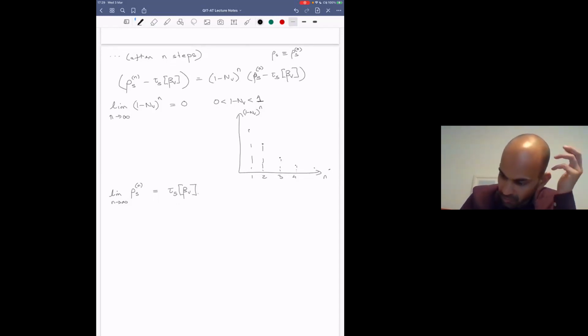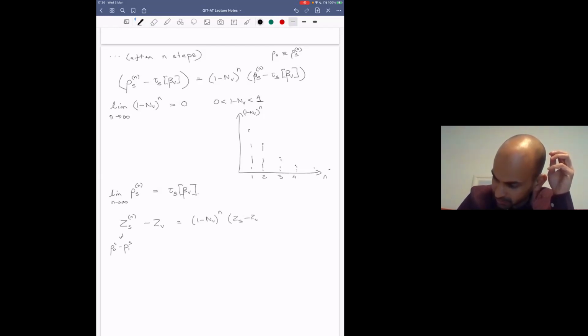Just as in the case of one swap, this also holds for the bias of the system. So remember, the bias is the ground state population minus the excited state population. So the bias after n steps minus the bias of the virtual qubit is going to be 1 minus nv to the n, the original bias, minus the bias of the virtual qubit.